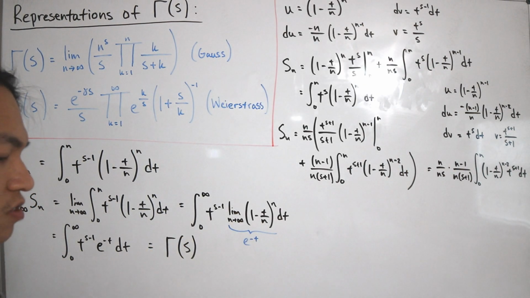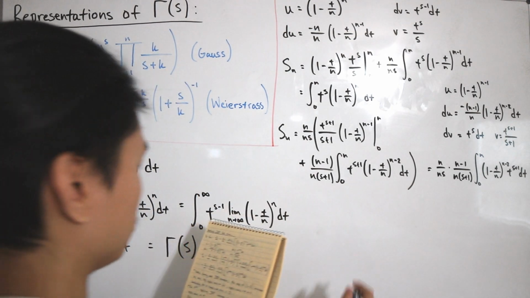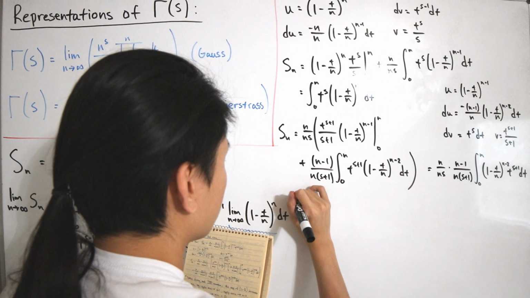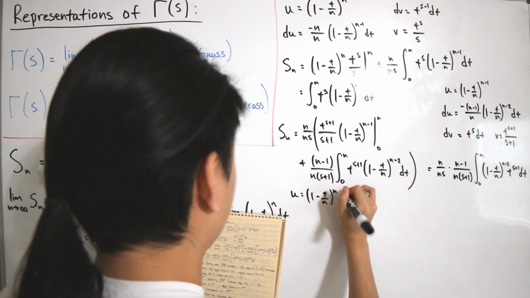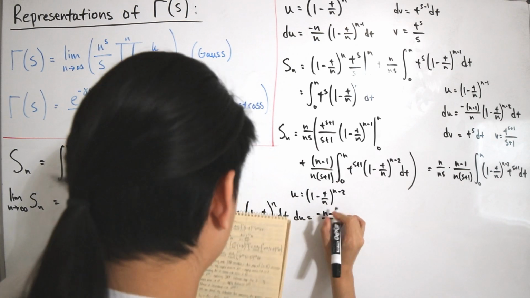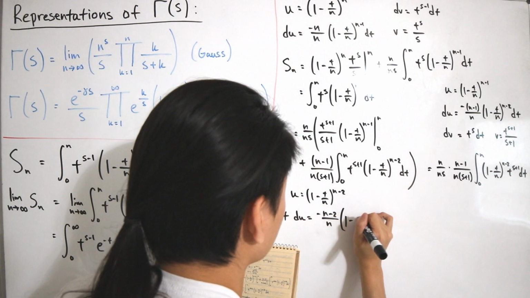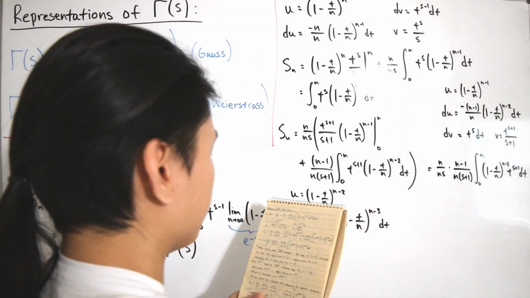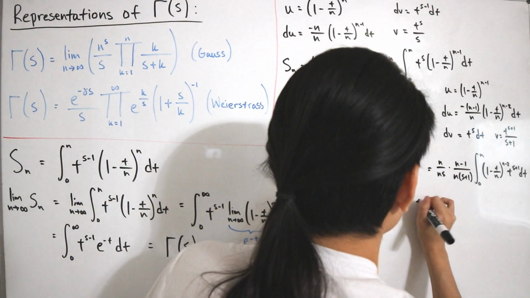Let's make some observations from here. If we do this again one more time, this is applying integration by parts the third time. Suppose we use the same pieces and formats just like that. So we let u equal 1 minus t divided by n, to the n minus 2, then du is going to equal negative n minus 2 divided by n, multiplied with 1 minus t divided by n, to the n minus 3 dt. Then if we choose dv, that's going to be t to the power s plus 1 dt.